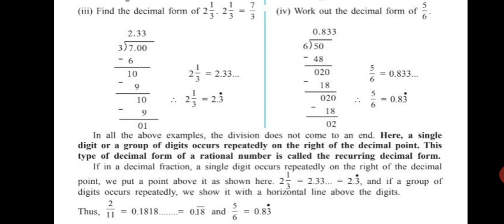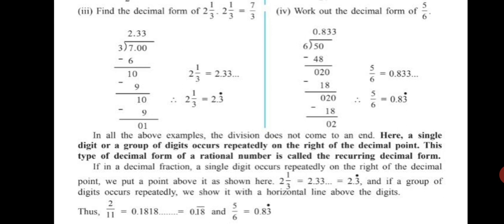And if a group of digits occurs repeatedly, we show it with a horizontal line above the digits. Thus, 2 upon 11 is equal to 0.1818, so how do we write it? 0.18, and on top, a horizontal line above 18 only, saying that 18 is repeated again and again. And 5 upon 6 is equal to 0.83 with a dot on top of 3, because only 3 is repeating. So if a single digit repeats, you put a dot. If more than one digit repeats, you write those digits and put a horizontal line on top.